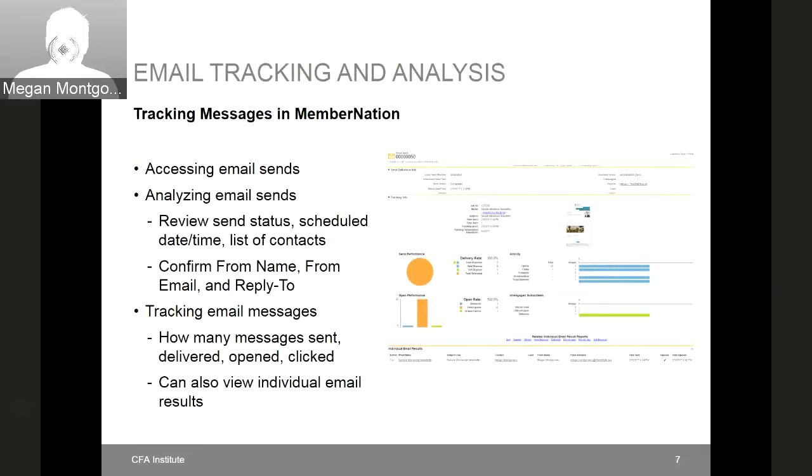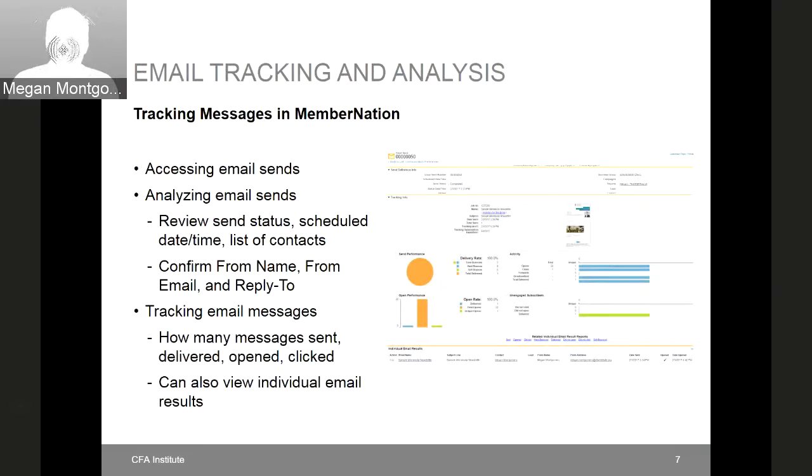So the next thing we wanted to talk about is email tracking and analysis. Within MemberNation, once you've sent a message, you're able to see some additional information on the success of your message being sent. You can, again, access each individual message that you've sent out. You can analyze those results by seeing the send status, more details just about the message.